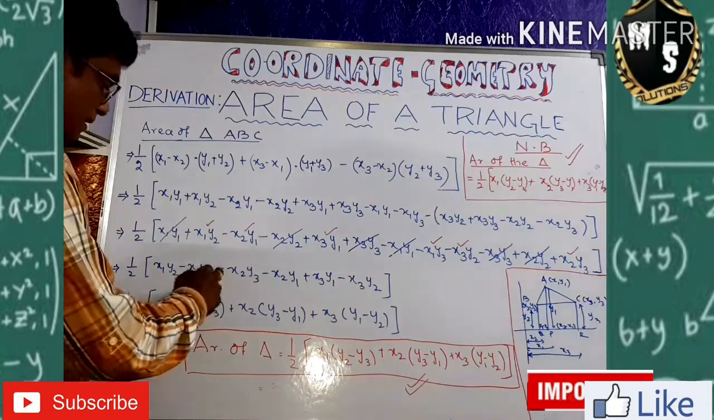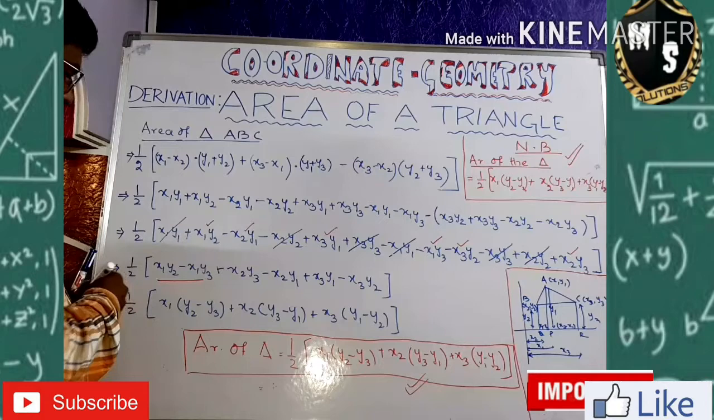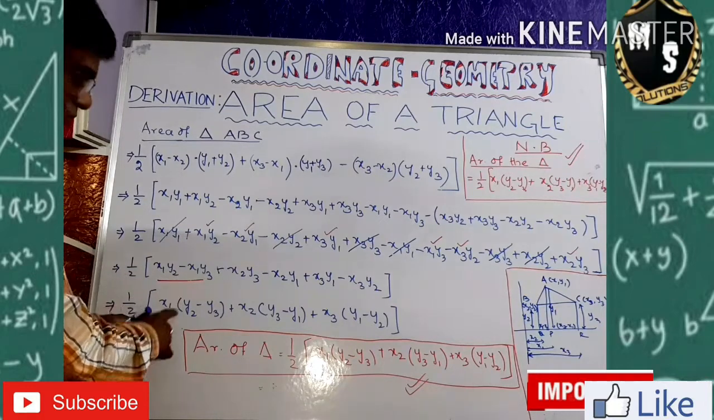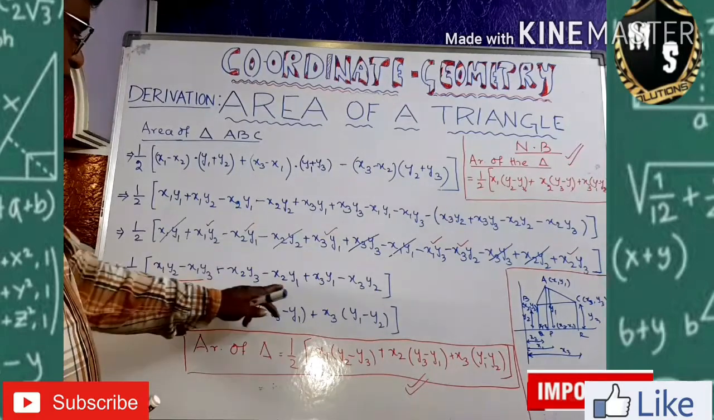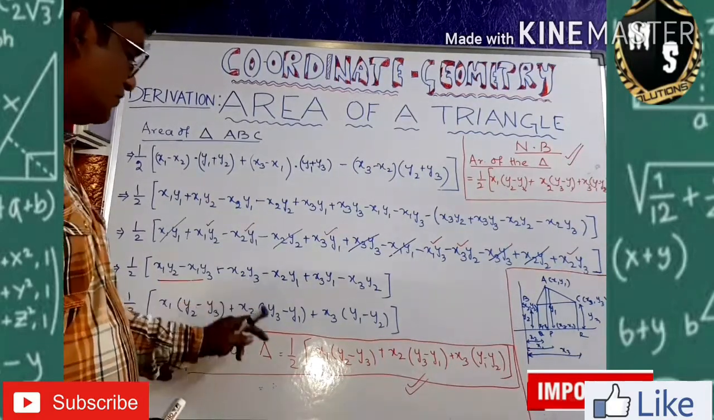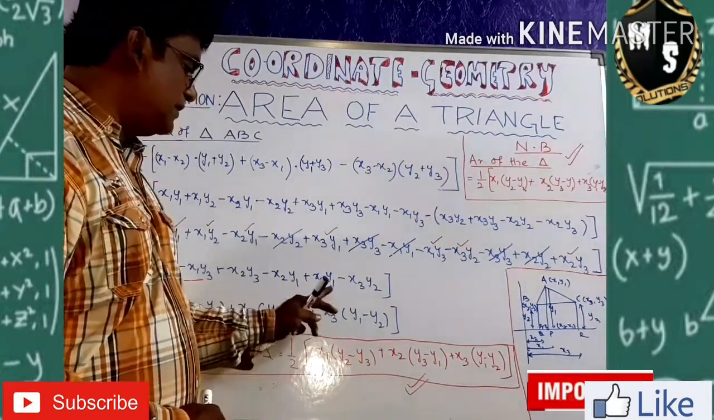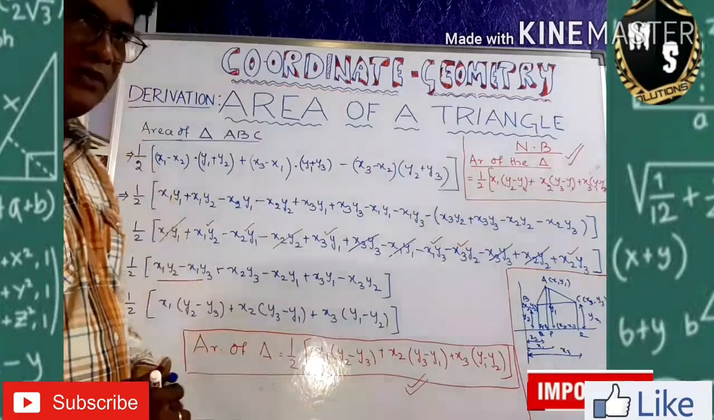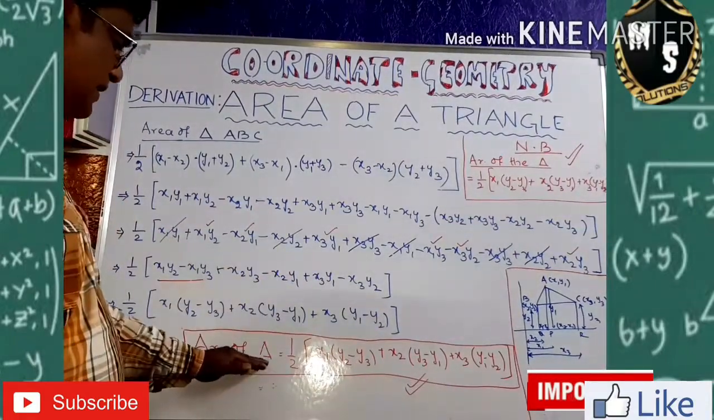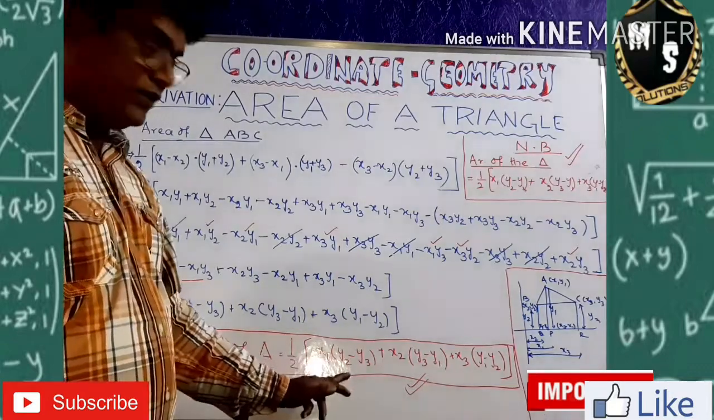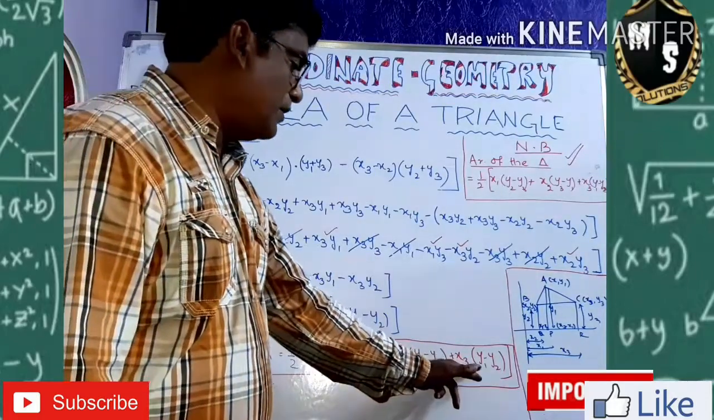Okay, by which we can take common from them. Look, from these two, what is common? x1 is common. Taken out, it is remaining y2 minus y3. Next, x2 is common, taken out, and it is y3 minus y1. Clear? Now x3 is common, then what is remaining? y1 minus y2. Clear? So this is the area of the triangle. That is, I wrote it here, area of the triangle equal to half into x1 into y2 minus y3 plus x2 into y3 minus y1 plus x3 into y1 minus y2.